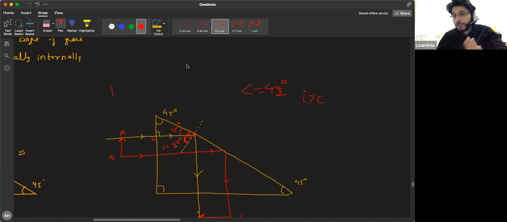So the two essential conditions for TIR: first, your ray should travel from denser to rarer. The ray is traveling from glass to air, so the first condition is getting satisfied. The second condition is that the angle of incidence should be greater than the critical angle. And this is how the second condition is getting satisfied. The angle of incidence is greater than the critical angle, so it will reflect back into the same medium.